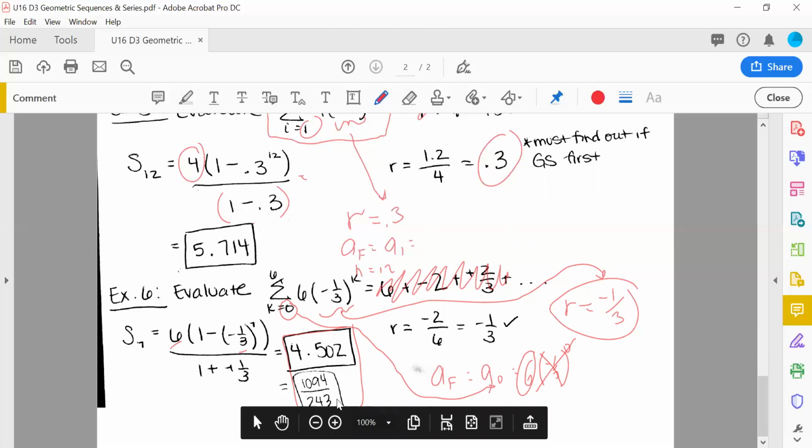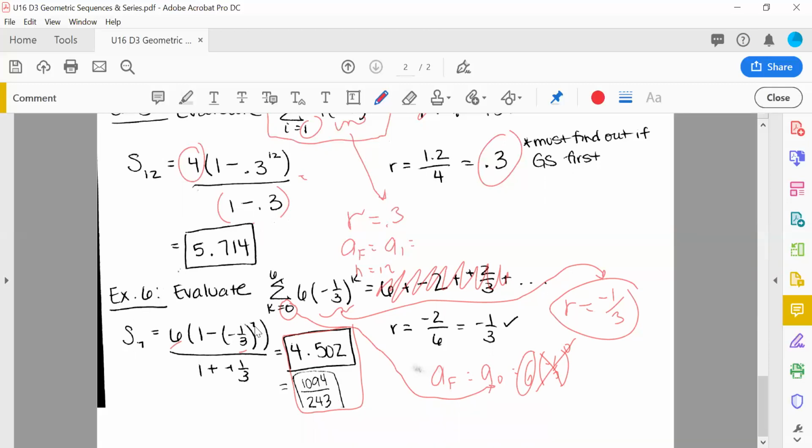Last but not least, for number 6 here. How did she know to raise it to the 7th power? Remember, to find n, this is the last thing I'm going to go over today, I could take top term minus bottom term, but then don't forget to add 1. Why are you adding 1? Because you're including the bottom number and the top number. Count it on your fingers: 0, 1, 2, 3, 4, 5, 6. That's 7 total terms.